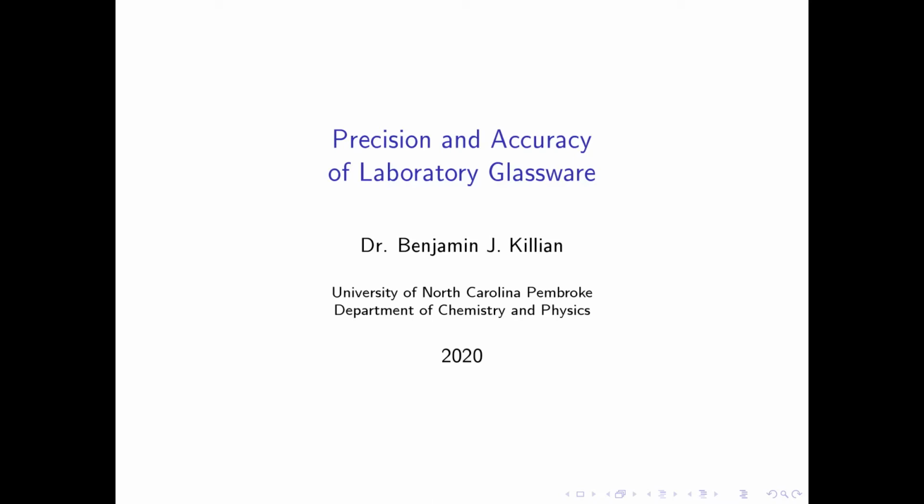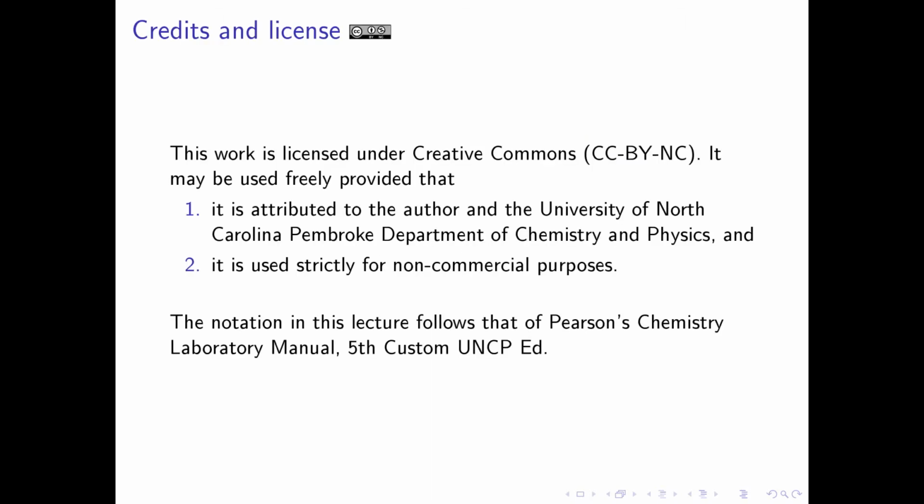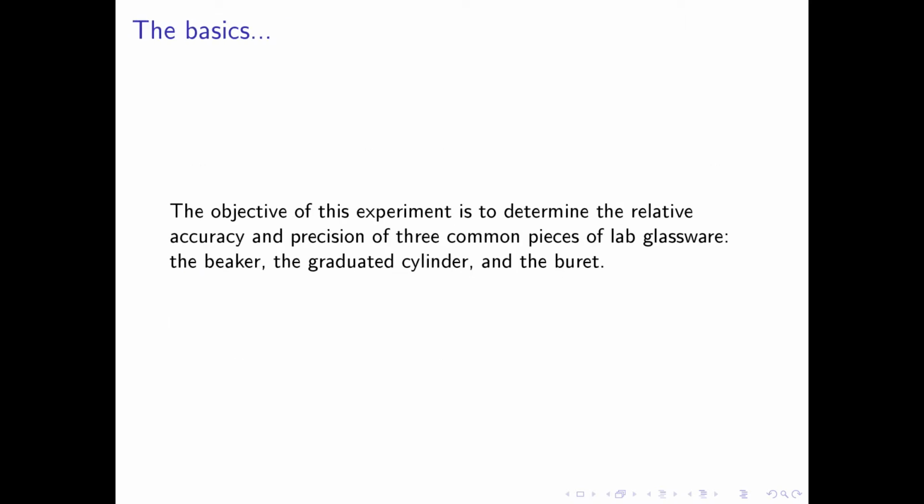In this experiment, we will be measuring the relative precision and accuracy of several pieces of laboratory glassware. The objective of this experiment is to determine the relative accuracy and precision of three common pieces of lab glassware: the beaker, the graduated cylinder, and the burette.